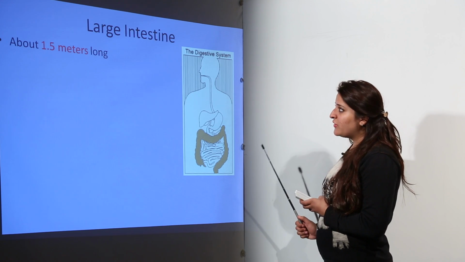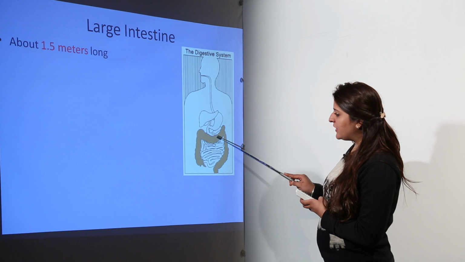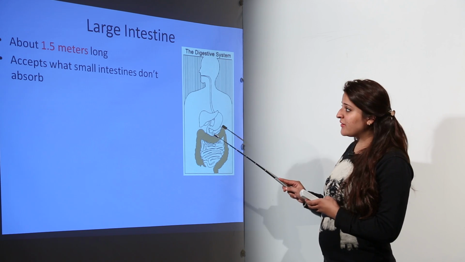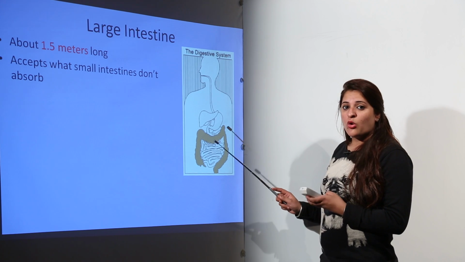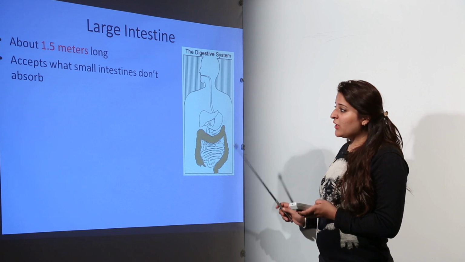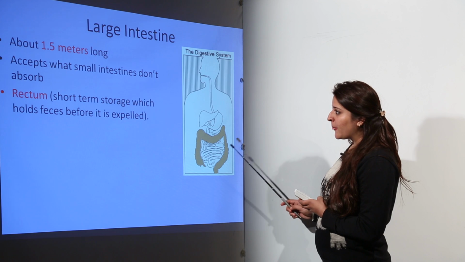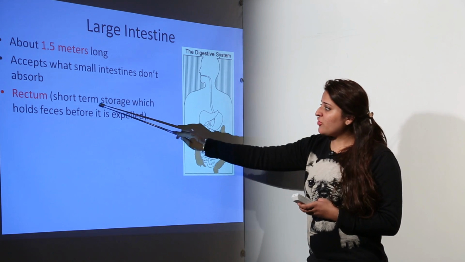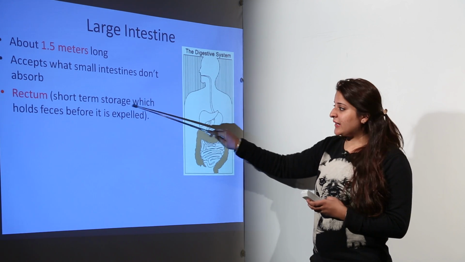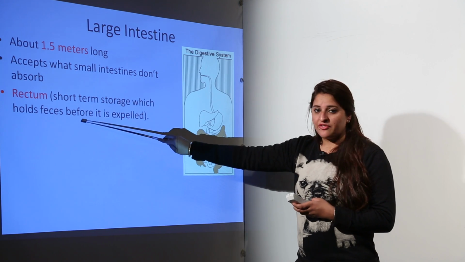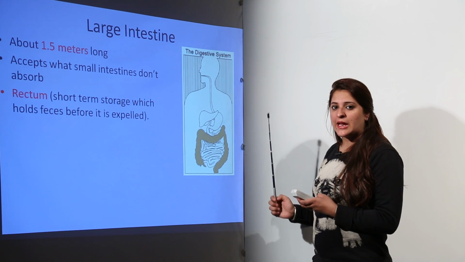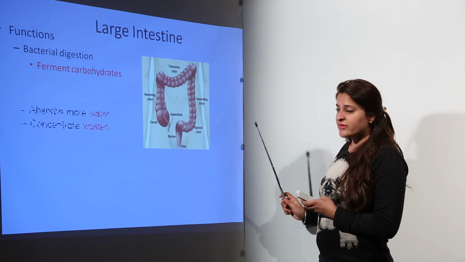What is the function of the large intestine, which is 1.5 meters long? It accepts what the small intestine does not absorb, so it will absorb only those substances which are not absorbed by the small intestine. It contains the rectum, which is a short-term storage, and this rectum will hold all the fecal matter before the fecal matter can be expelled.